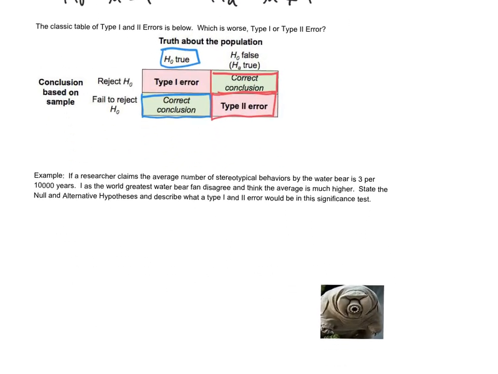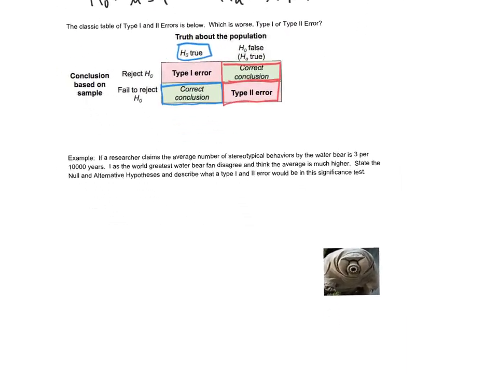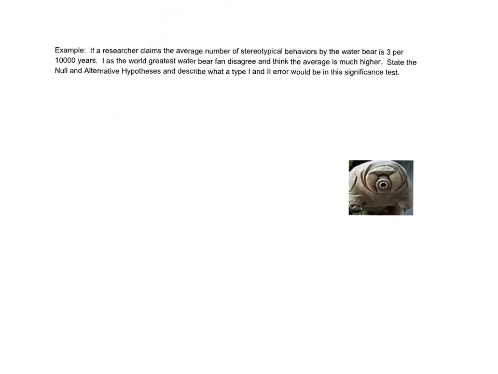So let's look at this question and talk about type 1 and type 2 error. This says if a researcher claims that the average number of stereotypical behaviors by the water bear is 3 per 10,000 years, so we are saying the null, mu equals 3 per 10,000 years. As a water bear fan, I disagree and think the average is much higher. So my alternative is going to say that mean is higher than 3. So that's my null and alternative hypothesis. What I want to do now is write what a type 1 error and a type 2 error would look like in this case.